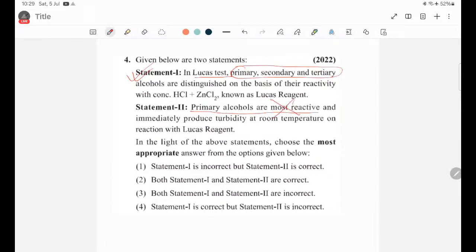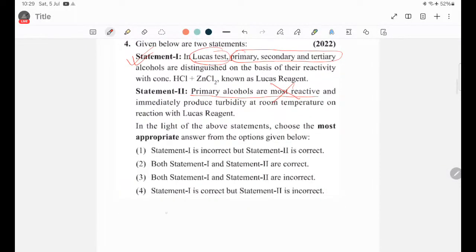Why is this completely wrong? Because the answer is hidden in the Lucas test mechanism. In the Lucas test mechanism we have already learned that this goes through the SN1 pathway. If this is going through the SN1 pathway, only in that case the tertiary carbocation will be the most stable carbocation of all these three cases, not the primary one nor the secondary one. And if the tertiary carbocation is the most stable, then only these tertiary alcohols will give this test so fast and the turbidity will appear within 5 minutes.